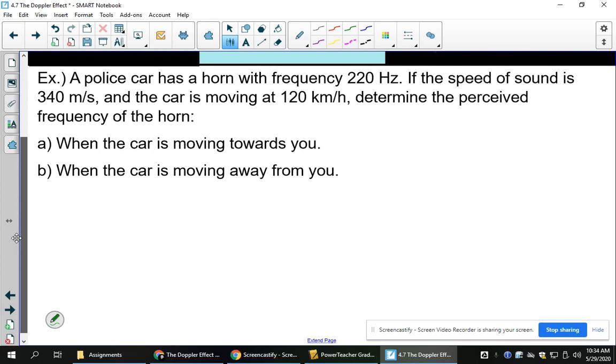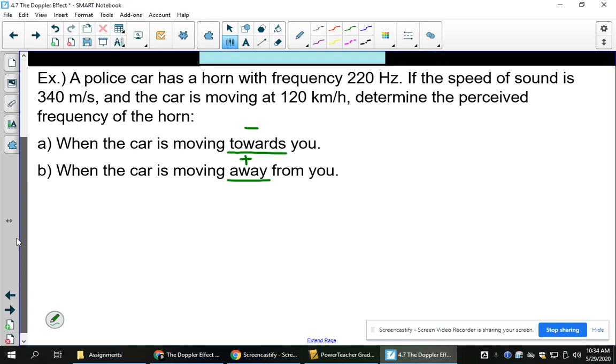Okay, so let's jump into some examples. A police car has a horn with a frequency of 220 hertz. The speed of sound is 340 meters per second. In this example, remember speed of sound always changes based on air temperature. And the car is moving 120 clicks. Determine the perceived frequency of the horn when the car is moving towards, subtraction, and away, plus. So we're doing the same numbers in our calculation twice, but one of them is going to have a minus in the bottom and one's going to have a plus.